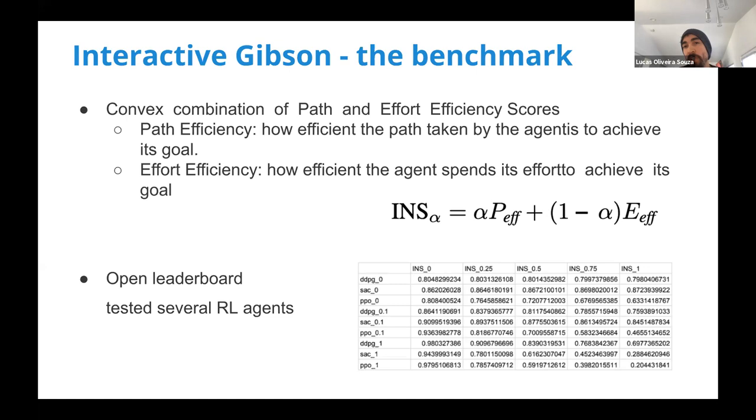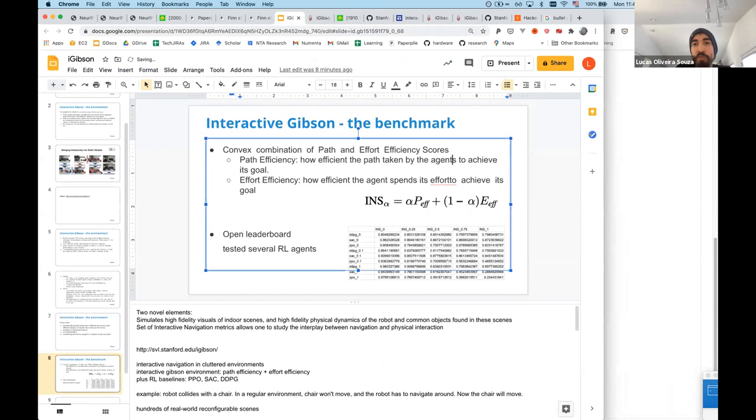So they propose this benchmark, a convex combination of path and effort efficiency scores. A path efficiency is, you define a goal, like the agent has to get across the room, like 1 meter afar. It has to get to the other side of the room and it's a cluttered environment. There are chairs in the middle and tables, et cetera. And the metric is a combination of path efficiency, so how efficient is the path taken by the agent to achieve its goal?